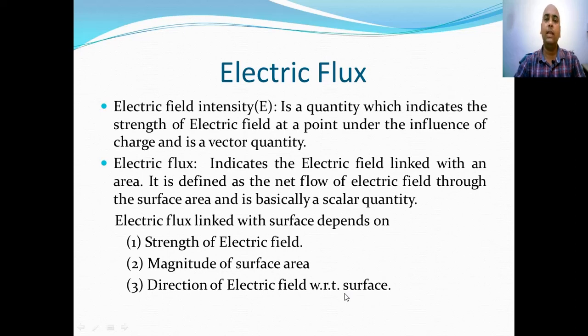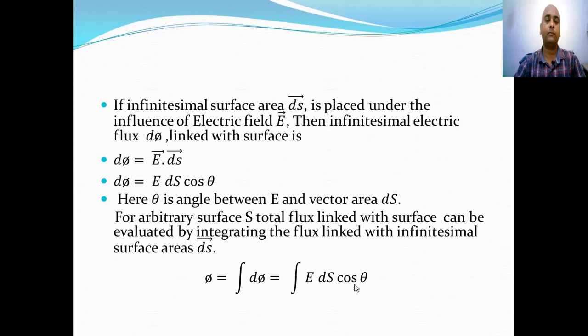For example, if electrical field is tangent to the surface, then no electrical field crosses the surface. However, if the surface is placed perpendicular to the electrical field, then maximum electrical field will cross the area.